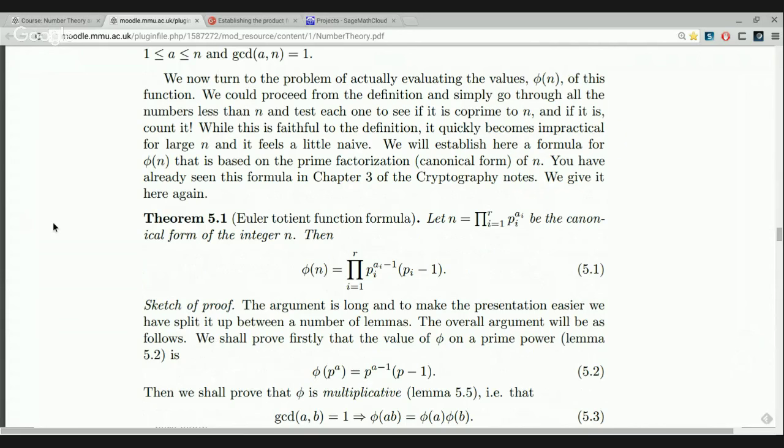The other part of the argument, which we haven't justified yet, is this line. So what allows us to say that phi of a product is equal to the product of the phi's?